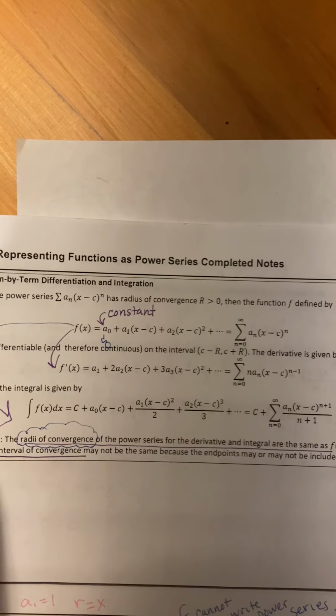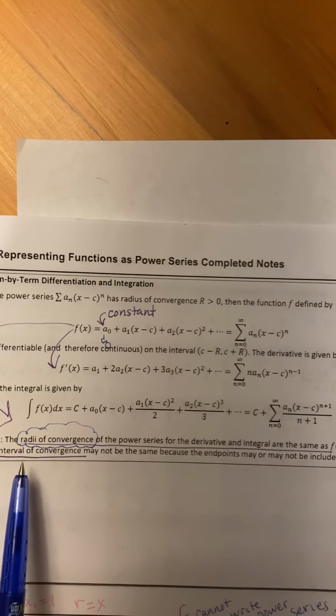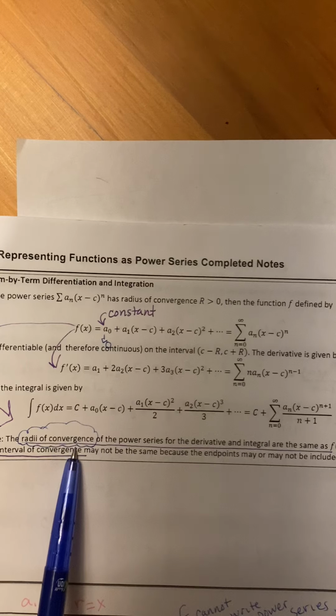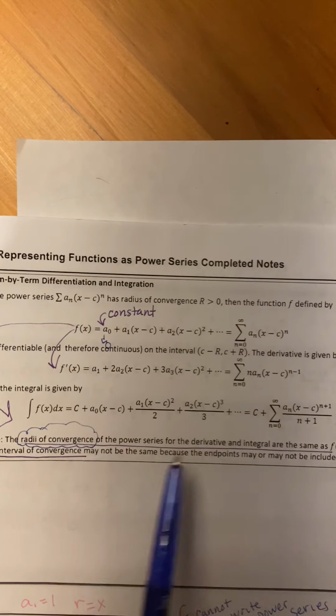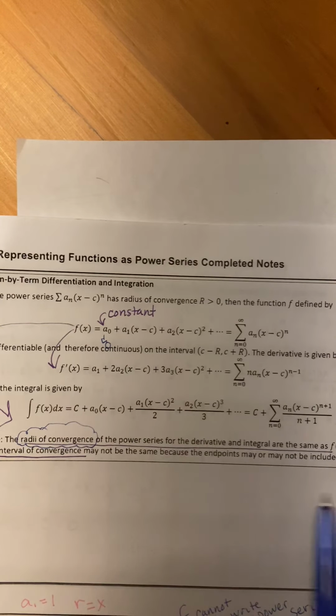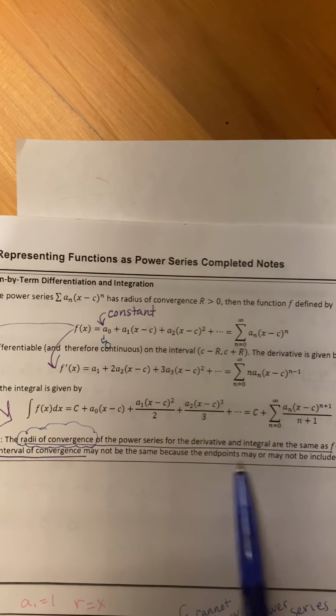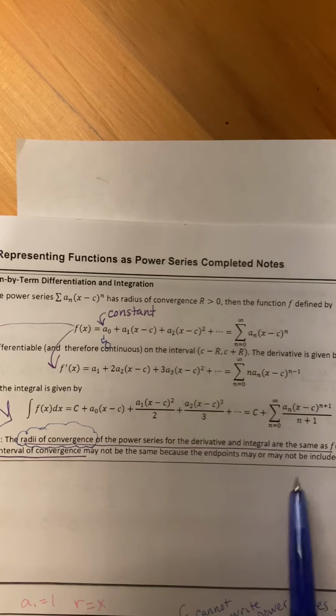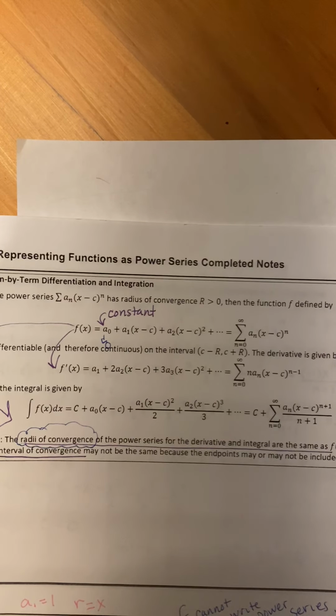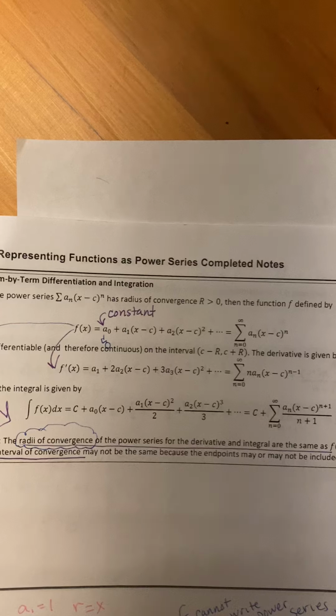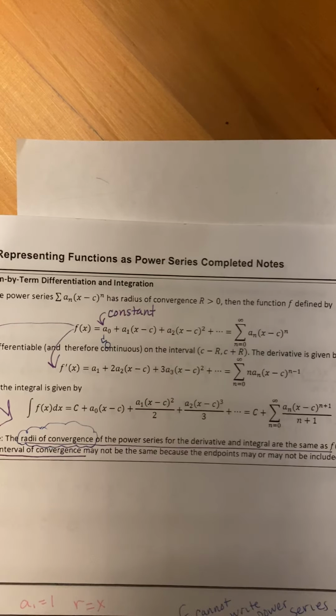And then here's an important thing to note, that the radius of convergence of a power series for the derivative and integral will be the same thing, but the interval of convergence may not be the same thing because the endpoints may or may not be included. So remember, we did all that work the first day where we checked if endpoints were included or not. It's possible that you have to check endpoints to determine if they're included or not.